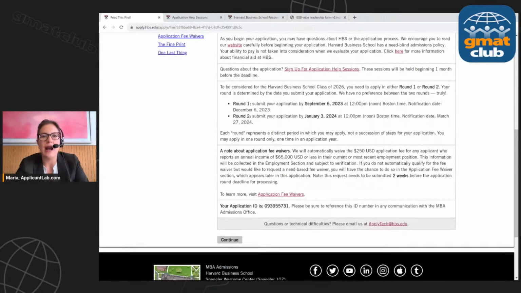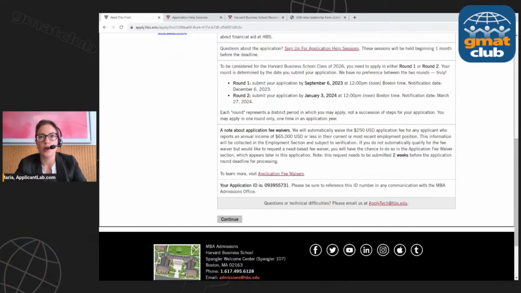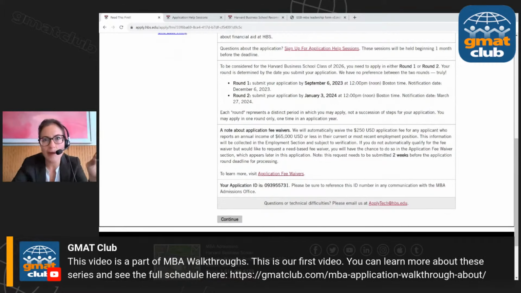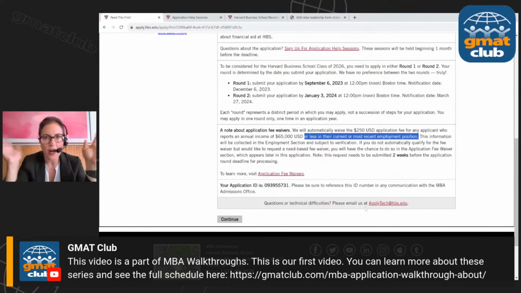The next thing I want to point out is application fee waivers. So this is really great for anyone who is watching. If your income is less than $65,000 US dollars per year in your current job, or your most recent job, if you've been laid off, especially if you were one of the tech layoff workers that we've been hearing a lot about, if you've been making $65,000 a year or less, you do not need to pay for the application, right? It's normally a $250 fee. They have now waived that.